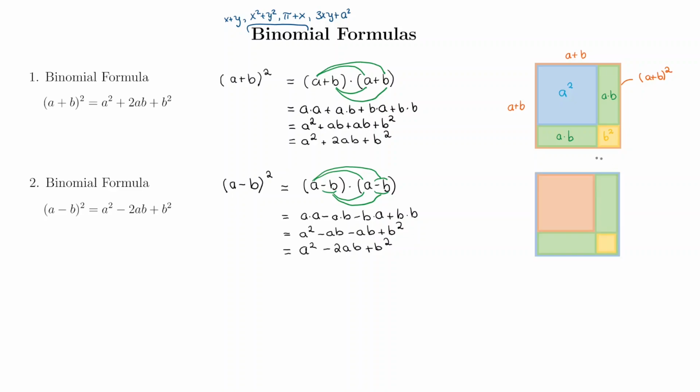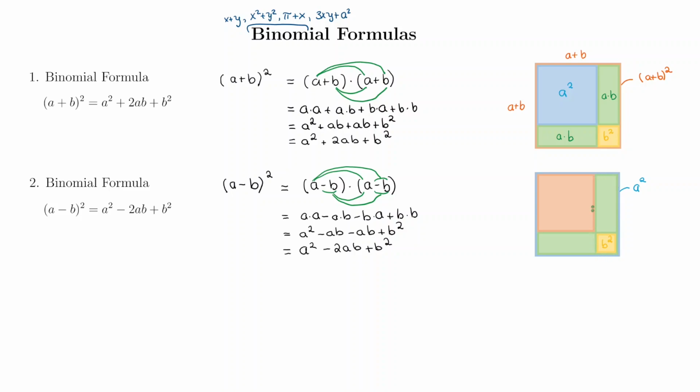So if we now have a look at this image, let's say here now this side is A. So the blue square has the area A squared. Okay. And now let's say here, this would be the length B. So this square has the area B squared. Then the question is, what is now the green rectangle?